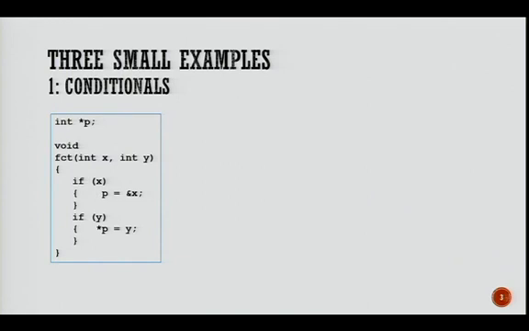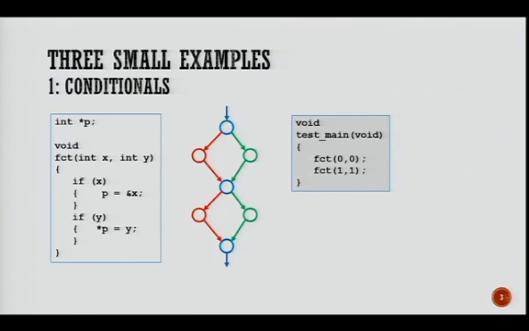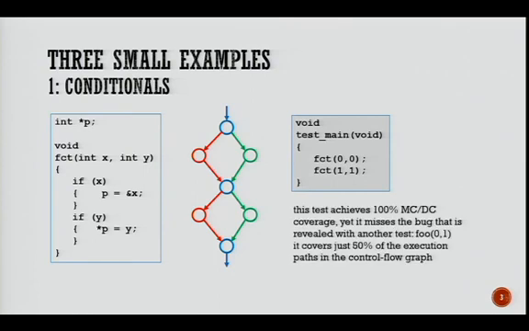Let me give you three very small examples to illustrate what MCDC coverage actually achieves. Here's a first example of a very tiny C program that has two conditional tests in a row. If you draw the control flow graph, it looks like this. And obviously, there are 4 paths through this graph. Now, you can achieve 100% MCDC coverage by just doing 2 tests, one following the red arrows and one following the green arrows.